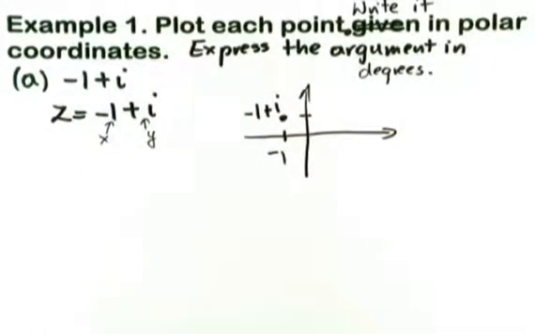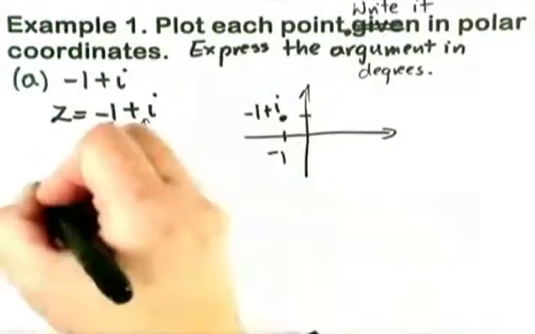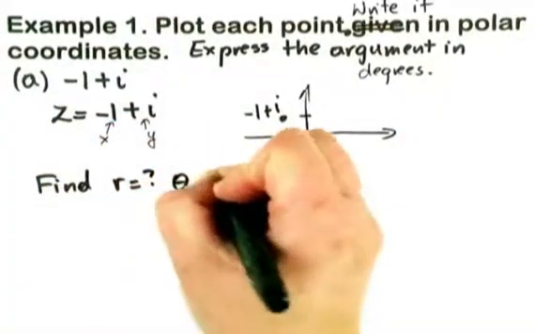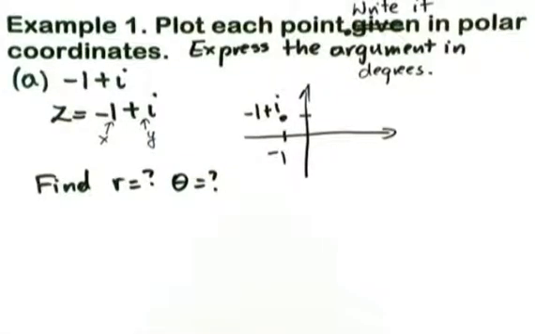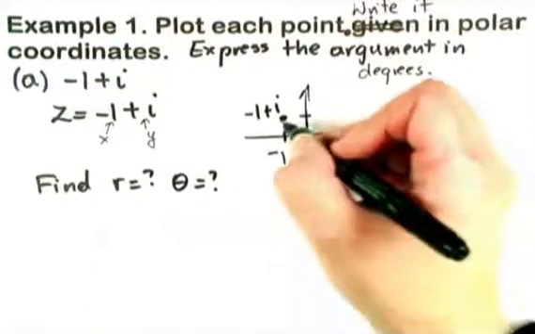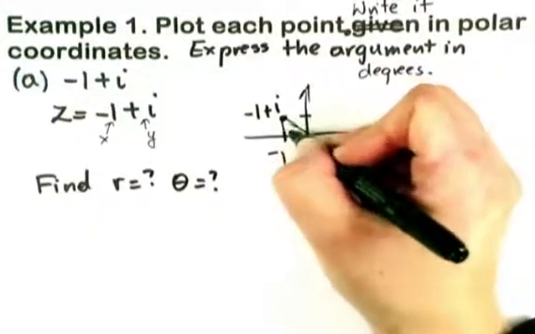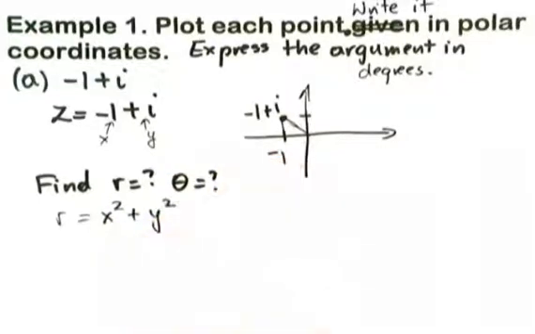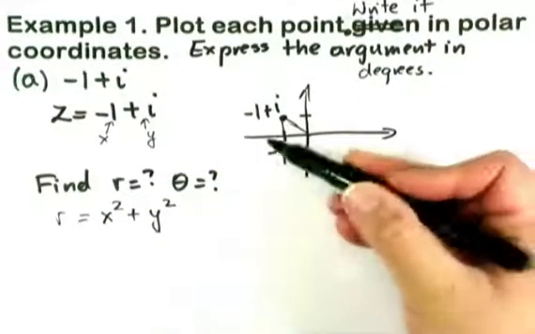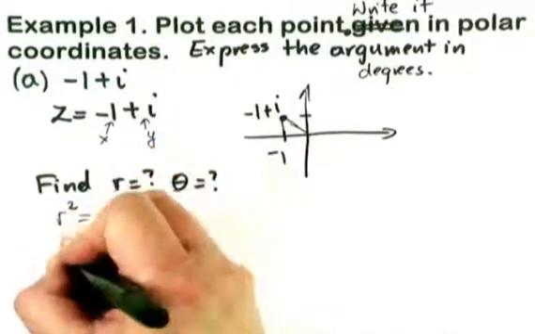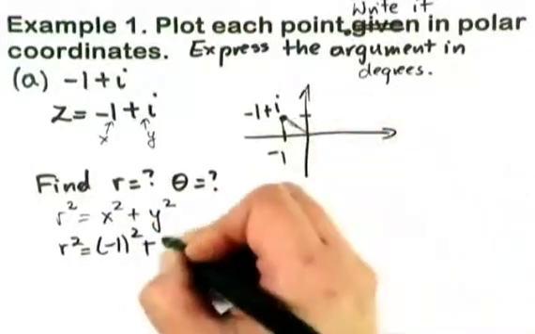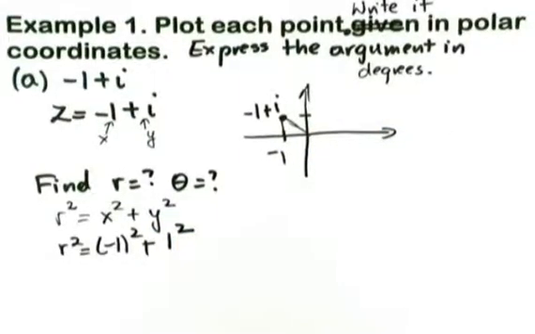So to write it in polar coordinates, we need to find r and theta. r, we know how to find it. We can use the Pythagorean theorem because we can connect this triangle. So r squared is equal to x squared plus y squared. My x is -1, so r squared is (-1) squared plus y, which is 1. (-1) squared is 1.